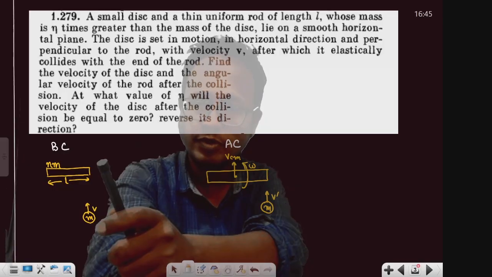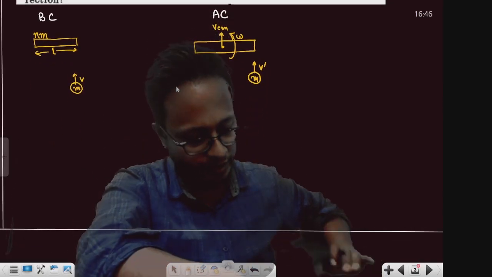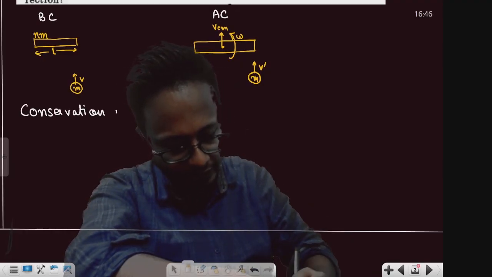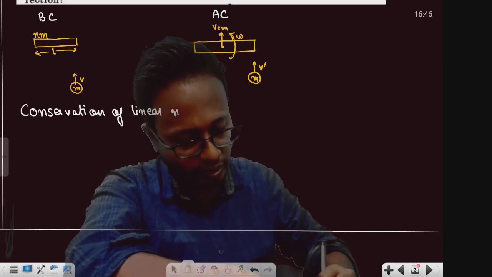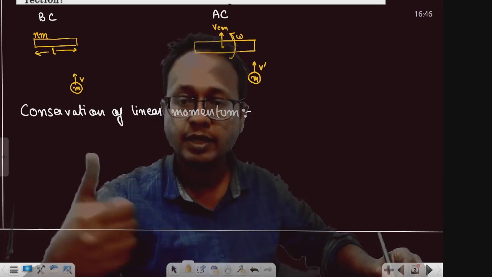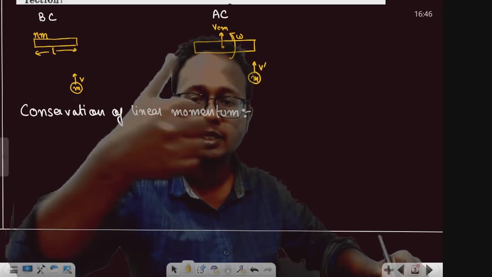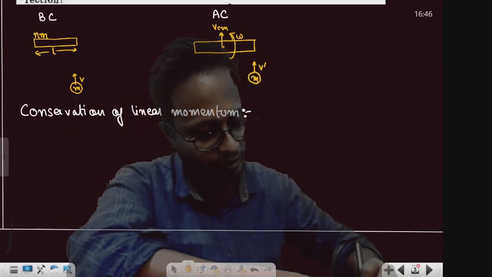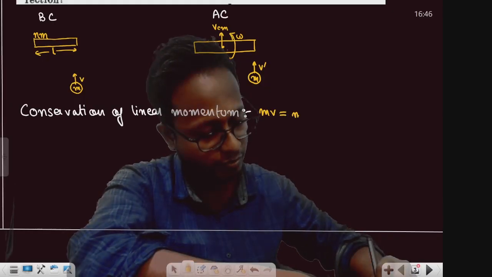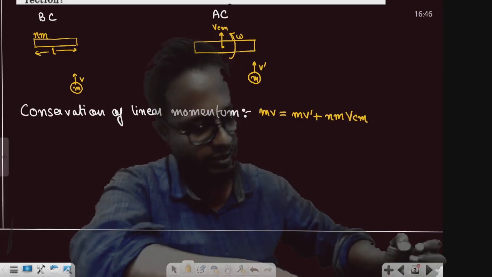Can I apply conservation of linear momentum? Of course, I can. What does conservation of linear momentum say? m1 v1 plus m2 into 0 is equal to m v dash plus this mass into velocity of center of mass. So initial total momentum is equal to final total momentum: m v plus 0 is equal to m v dash plus n into m, the mass of the rod, into the velocity of center of mass. So this is my first equation.